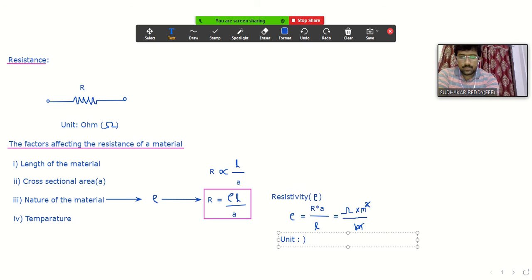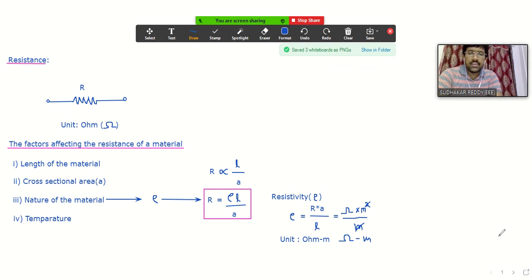Ohm meter. Okay. So the unit for the resistivity is ohm meter. All of you understood what the different factors affecting the resistance are, what the meaning of resistivity is, and its expression and its units.